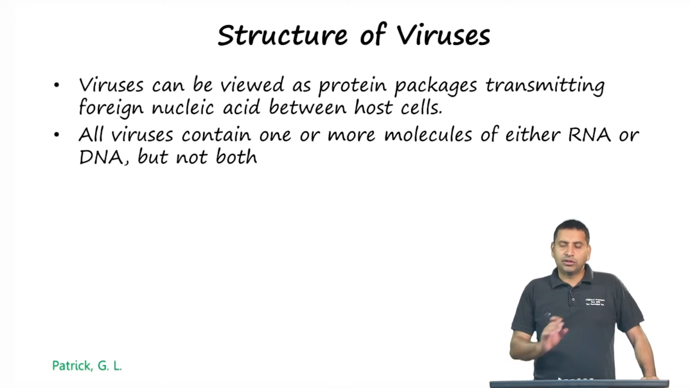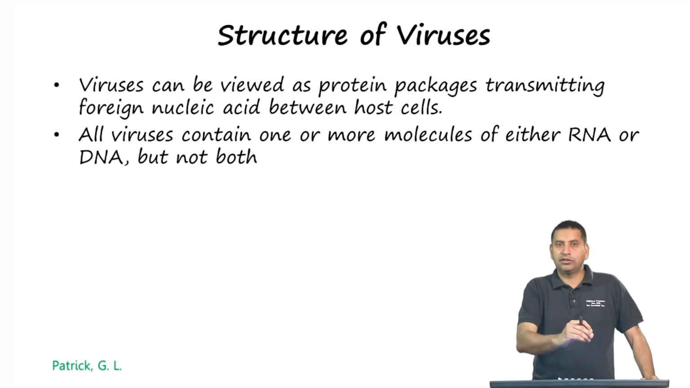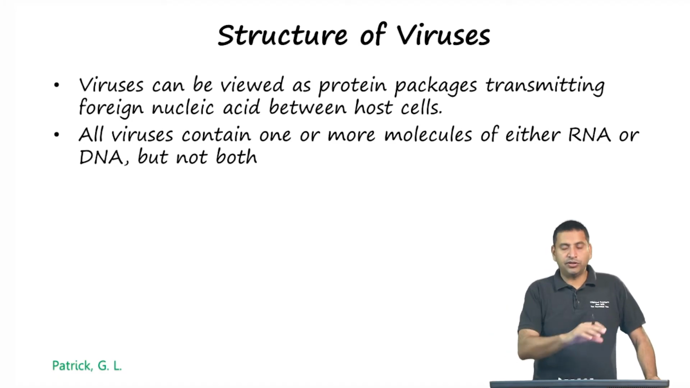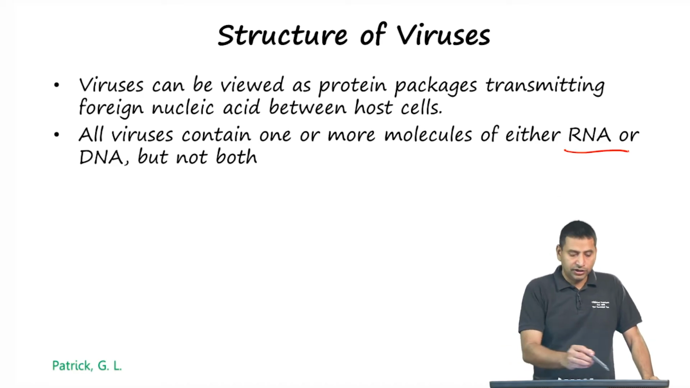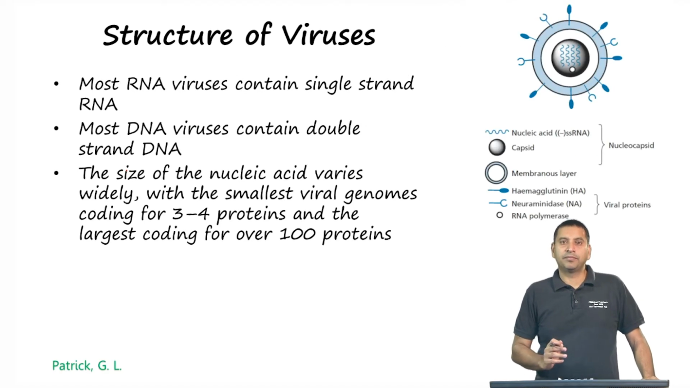So, let us start with a general understanding of the structure of viruses. Viruses are basically protein packages, and these can transmit foreign nucleic acid between host cells. Okay. So, this is how we can very simplistically look at it. There are mainly two kinds of viruses. One is the ribonucleic acid or RNA virus, and the other one is the DNA virus. But a virus will not contain both; it will contain either RNA or DNA.